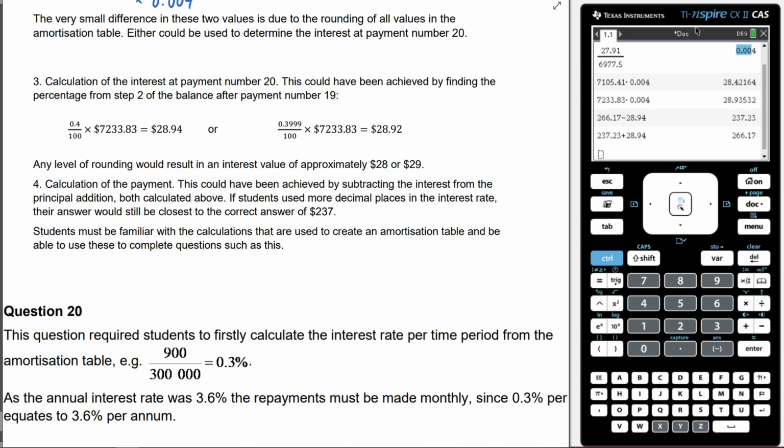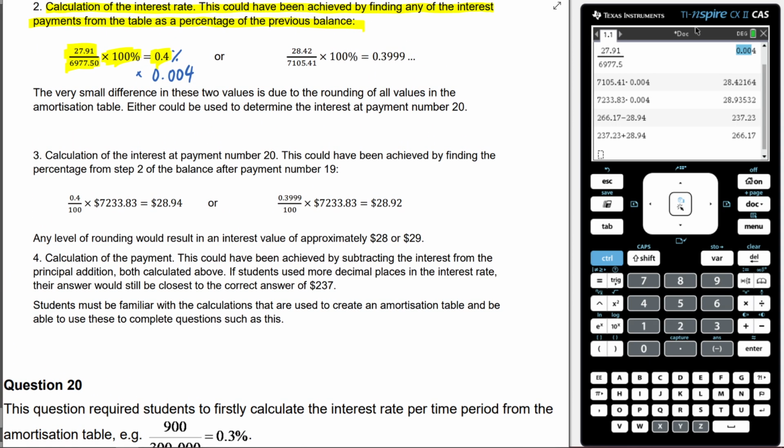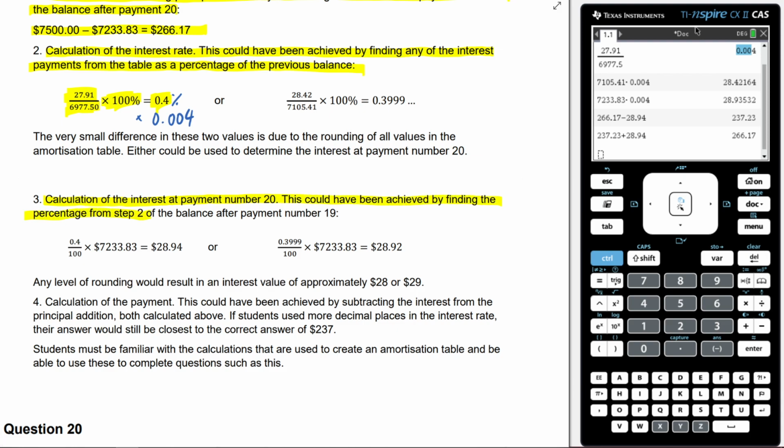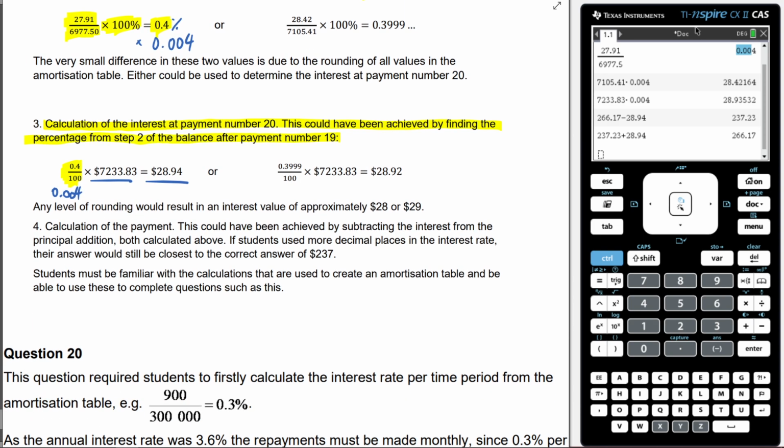We continue on to step, what step are we up to? Step 3. Calculation of the interest at payment number 20. This could have been done by finding the percentage from step 2 of the balance after payment 19. So as you can see, they took 0.4 over 100, which is the same as 0.004, and times it by that to get this, which is what we did. Any level of rounding would result in an interest value of approximately 28 or 29.